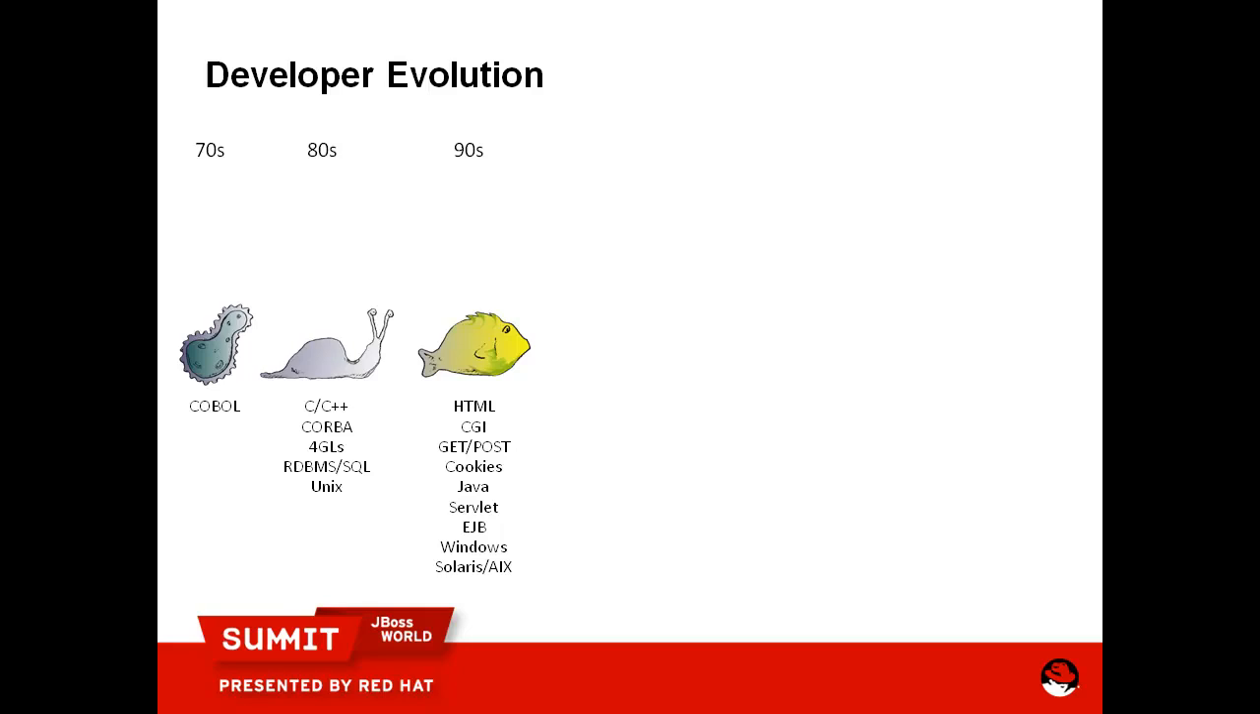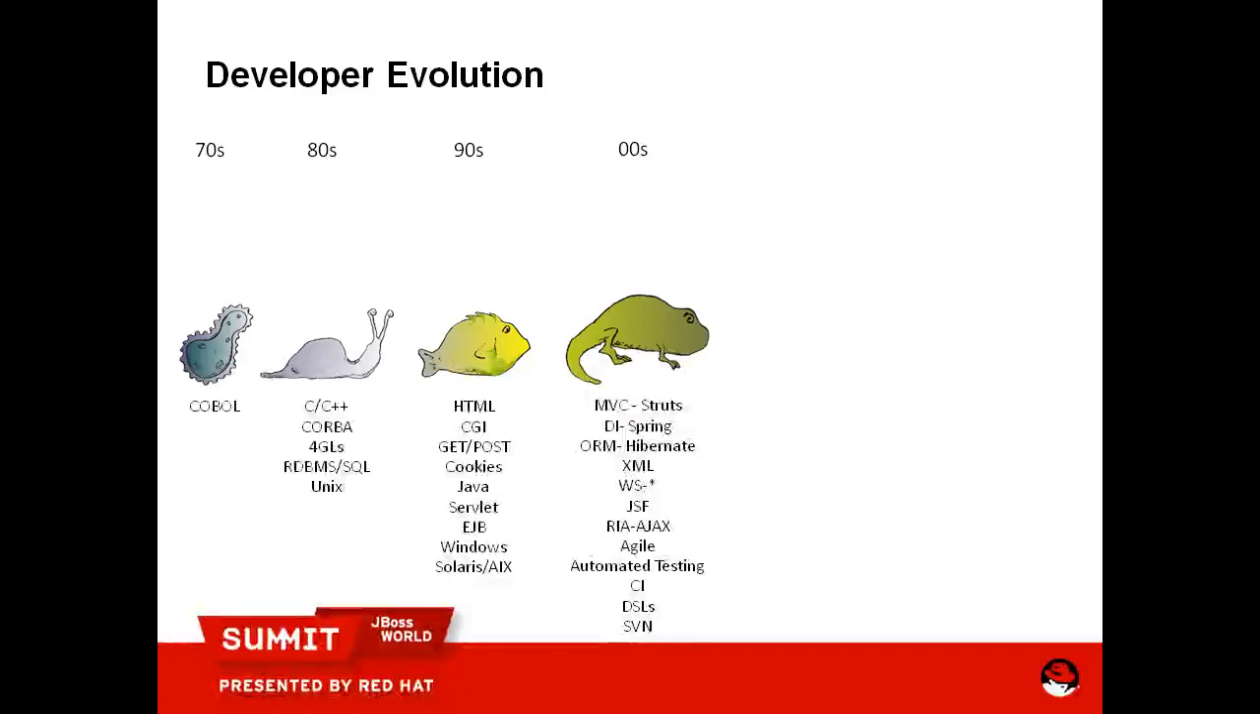But maybe you learned some Java, maybe servlet programming, EJB programming. You might have learned what it meant to run things on Windows or Solaris or AIX. And then, in the early 2000s, right, you learned Struts and Spring and Hibernate, XML, web services. You learned things like JSF or maybe some AJAX kind of things if you did some JavaScript. You also got all about Agile, continuous integration, automated testing.